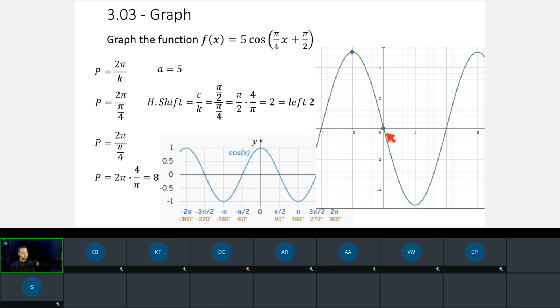So the original function here would have been here, but because we're shifting left 2, this point goes from here to here. This point that would have been here goes from here to here. So remember, our goal is to graph it. You're given this equation, it says, hey, graph this, and you have to plot your midline first and then plot the max or the min.